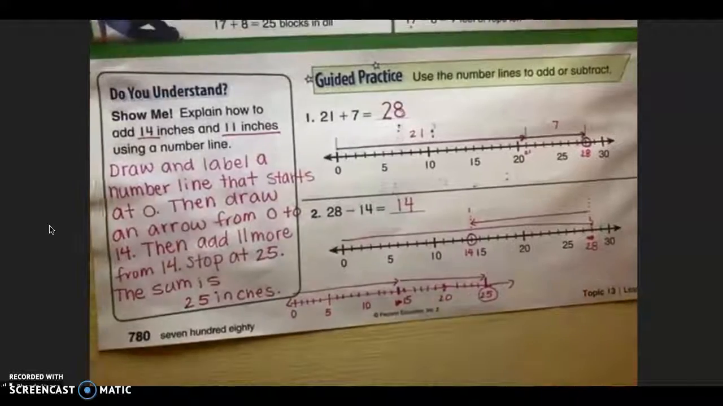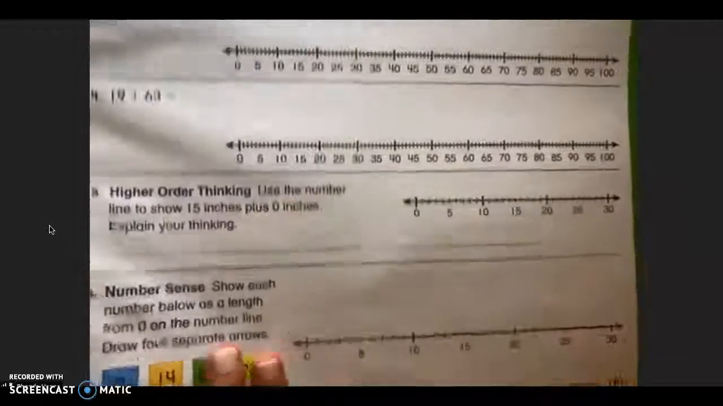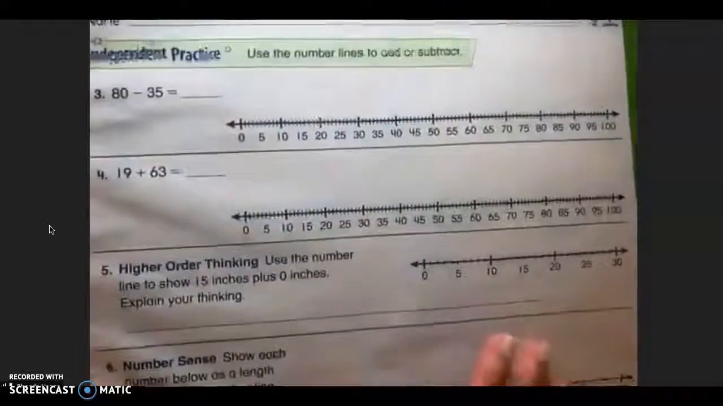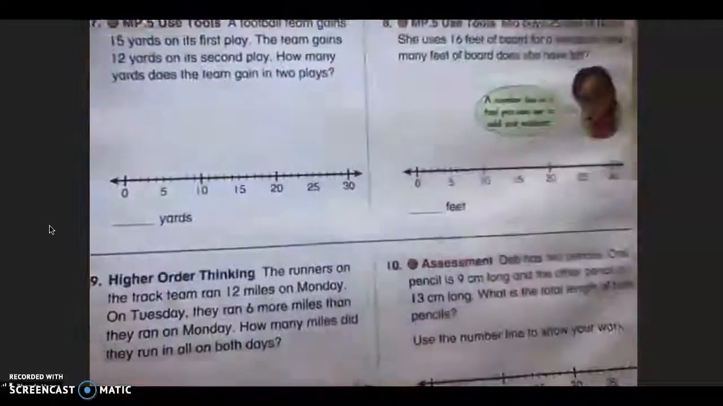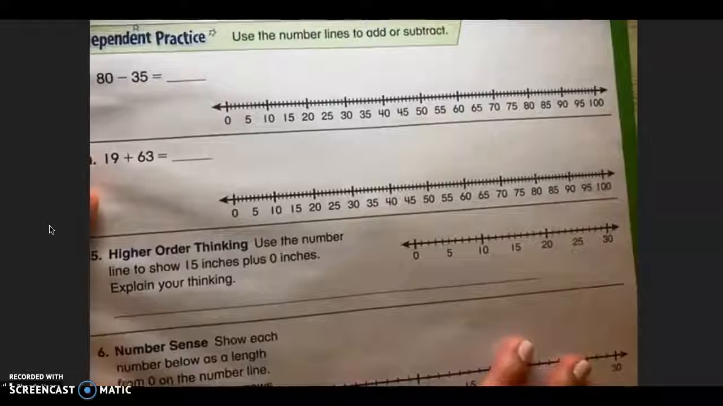Okay. So I just went over the first 2 pages with you. Right now, it is your job to work on the independent practice pages. Those pages are, again, 781 and 782. You will work on numbers 3 through 10. And you will be doing the same thing as what we went over on the first 2 pages. There's some higher order thinking questions too. All right, boys and girls?